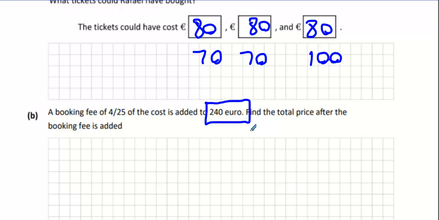Can we all agree that we're expecting an answer bigger than 200? Because whatever we buy is going to get more expensive. So what it is, it's 240 multiplied by 4/25. Technically, divide by 25 and multiply by 4. It's only a small bit extra. It isn't a massive amount extra. Fees are only ever a small amount.